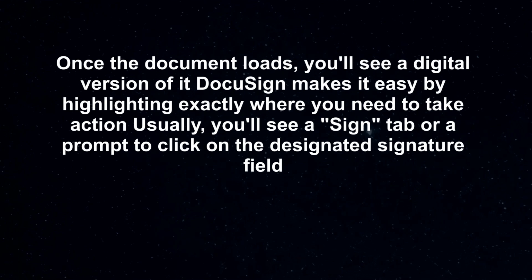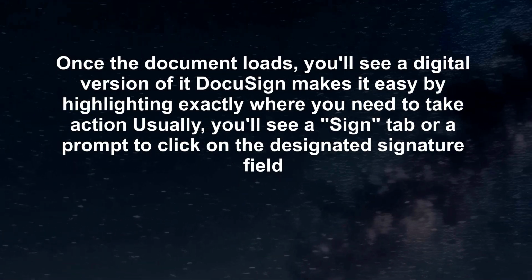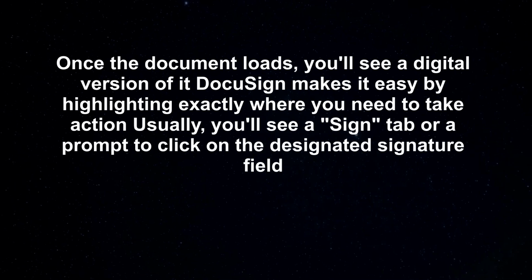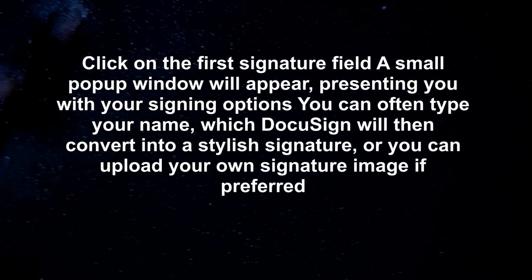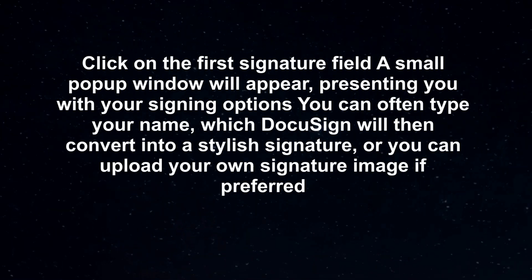Once the document loads, you'll see a digital version of it. DocuSign makes it easy by highlighting exactly where you need to take action, usually. You'll see a Sign tab or a prompt to click on the designated signature field. Click on the first signature field, and a small pop-up window will appear, presenting you with your signing options.